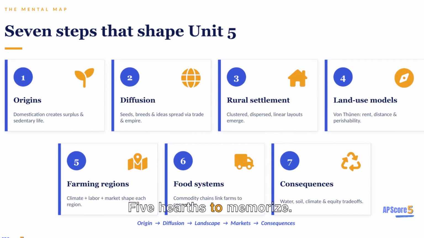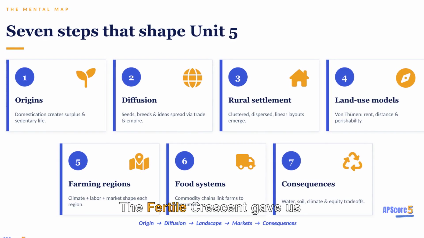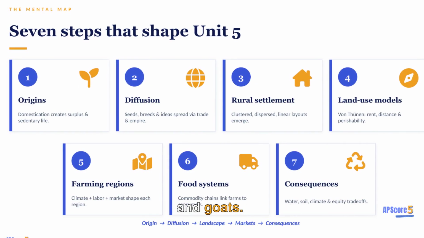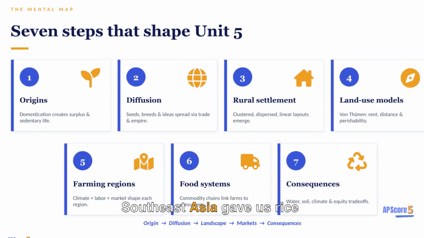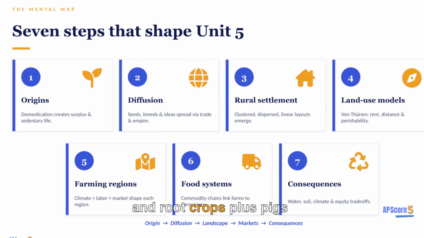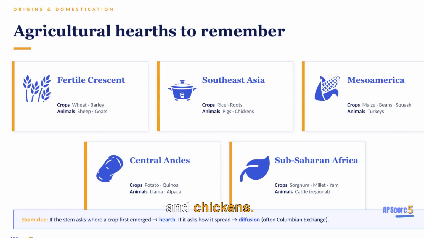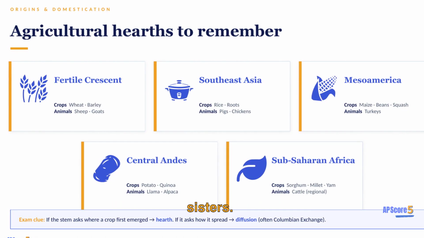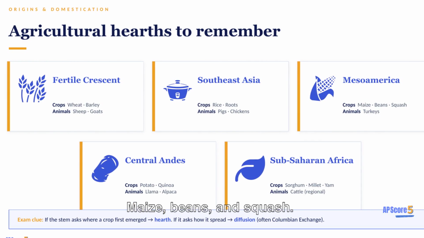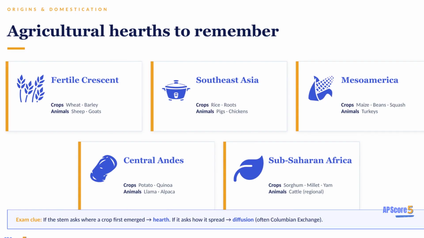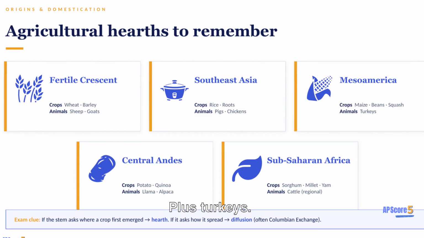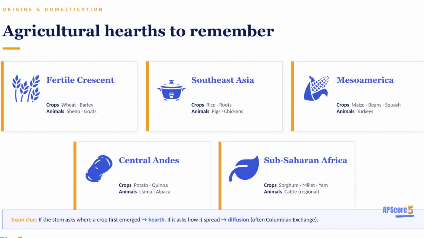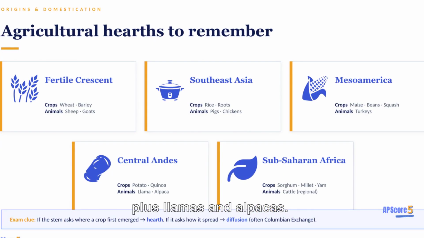5 hearths to memorize. The Fertile Crescent gave us wheat and barley, plus sheep and goats. Southeast Asia gave us rice and root crops, plus pigs and chickens. Mesoamerica gave us the 3 sisters: maize, beans, and squash, plus turkeys. The Central Andes gave us potatoes and quinoa, plus llamas and alpacas.